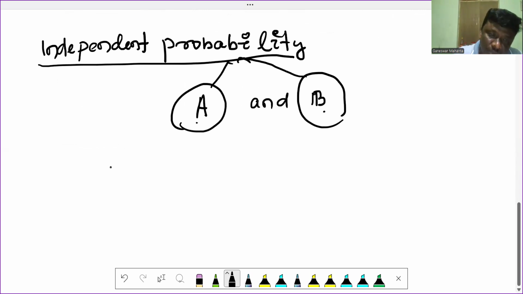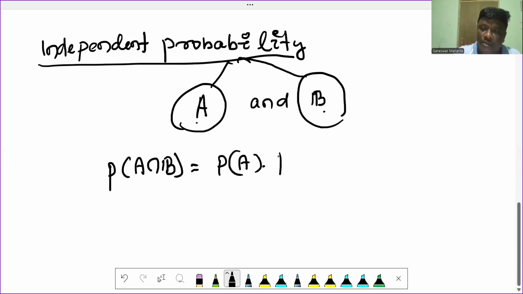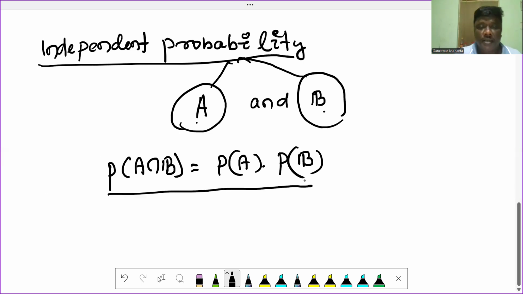So what is the formula of independent probability? The probability of A intersection B is represented as the probability of A into the probability of B. That is called independent probability. So, dependent probability is basically called the multiplication theorem, and independent probability is where the probability of A intersection B is equal to the probability of A into the probability of B, right? And let us consider one example here for independent and dependent probability.